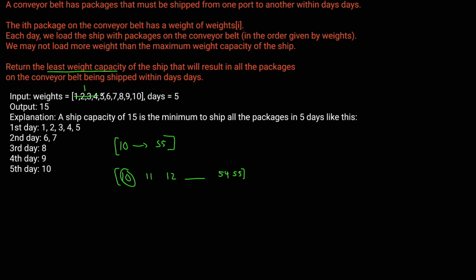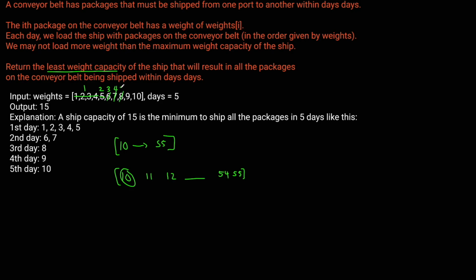Then on the next day, we have to ship this package 5, but we can't ship 5 and 6 because that would be 11. So we have to ship 5 on the next day, so that would take 2 days. On the next day, we'd have to ship the 6, so we'd ship that. It would take an extra day. Then we ship the 7, that takes an extra day. So now we're at 4.